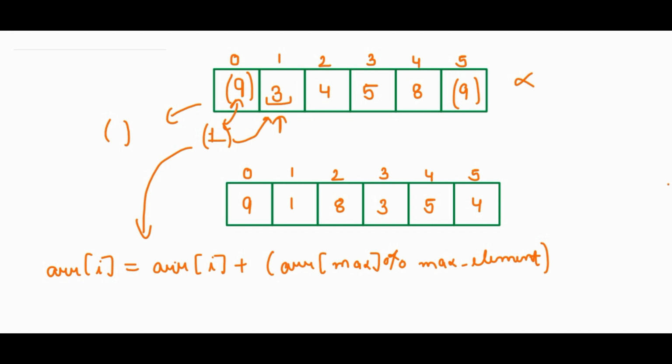and multiplication with max element. Okay, so I will tell you all the terms. So array of I is the same term, that was 1 that we will use. Array of max is the max element, right? Maximum element.